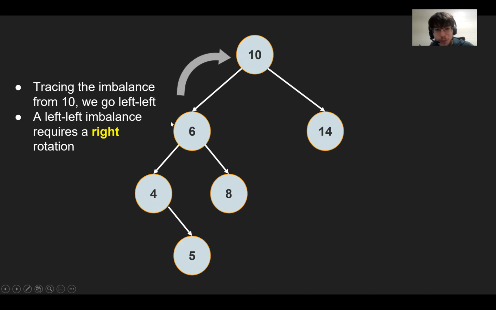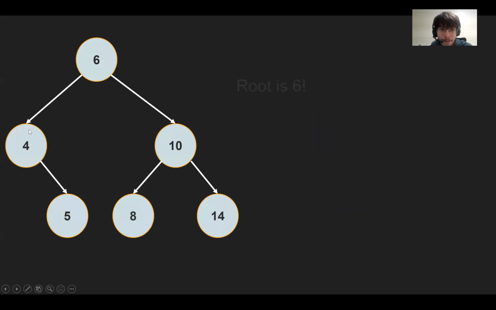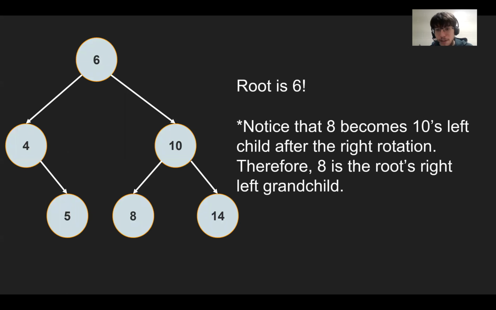So that's the answer to the other question if we go back. So it's the root's right, left grandchild. And what's the new root? It's 6, right? Okay, cool. And there we go. So that made sense.